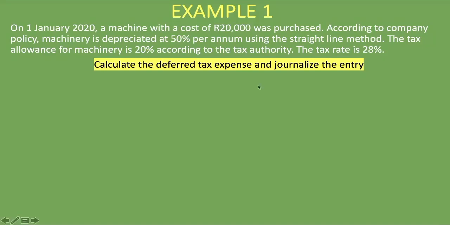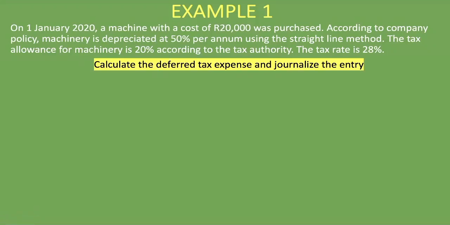So here we have the same exact question. On 1st of January 2020, a machine with the cost of 20,000 rand was purchased, but according to the company policy, machinery is depreciated at 50% per annum using the straight line method. The tax allowance for machinery is 20% according to the tax authority. The tax rate is 28%.